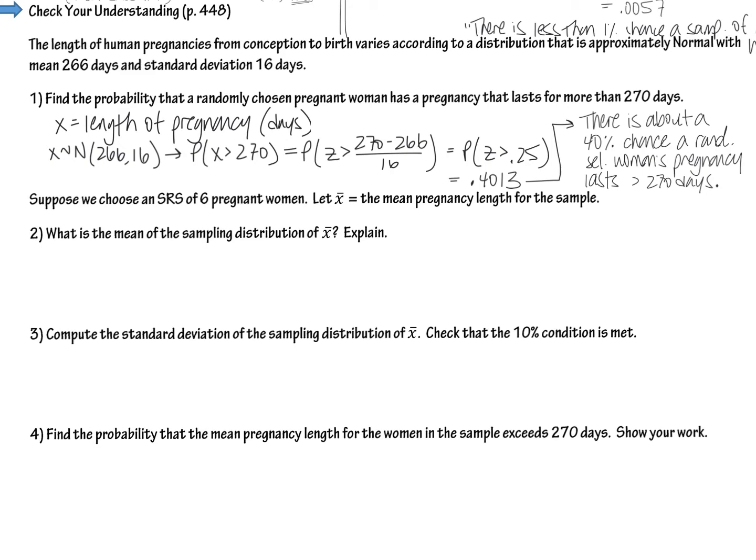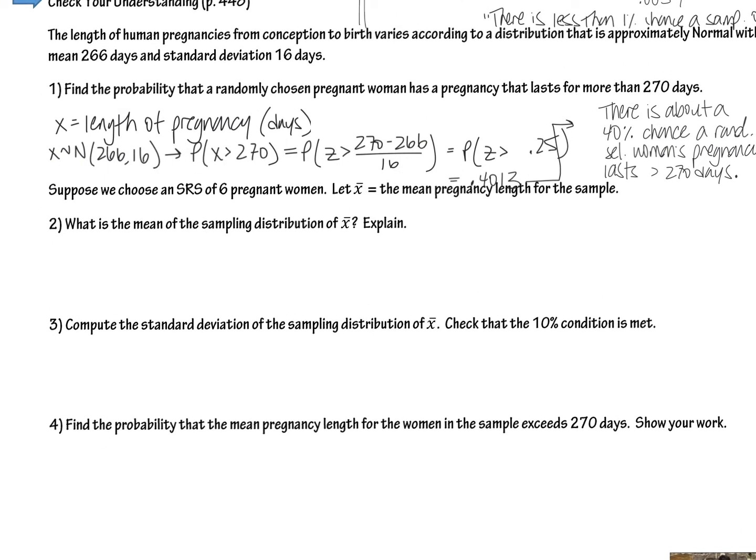Okay. Next question is number 2. Here is where we're doing, suppose we choose an SRS of 6 pregnant women. And so the mean of the sampling distribution, remember, is going to be the exact same as the mean of the original distribution, which is 266. Remember, the reason for that is because you got to remember what a sampling distribution is. The sampling distribution itself includes all possible samples of size 6. So those means are going to be exactly in the same place.